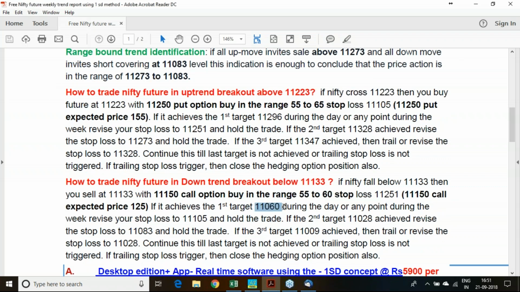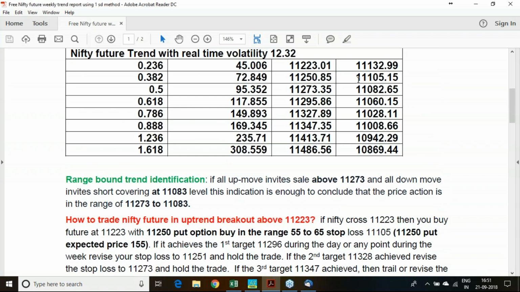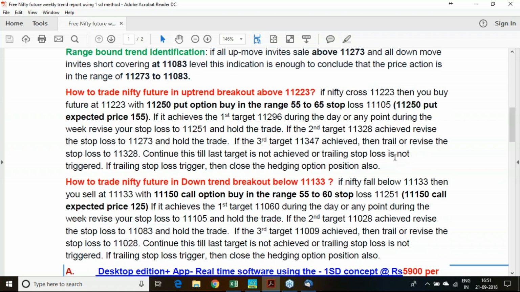Selling first target will be 11,060 and your stop loss will be 11,105. Second target 11,028, your stop loss, or the trailing stop loss, will be 11,083. So use the trailing stop loss.